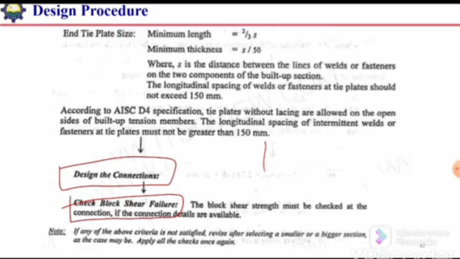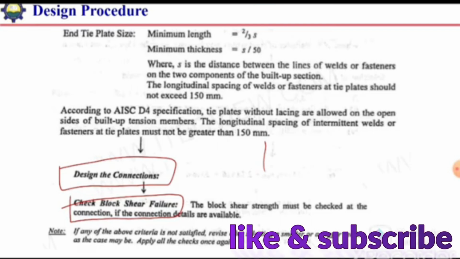So at the end, if any of the criteria is not fulfilled, then we need to revise our section. Either we need to go for the larger depth or we need to go for the heavier section. So depending upon the situation, we need to revise our section.